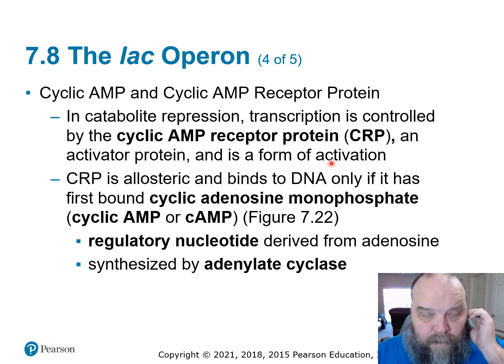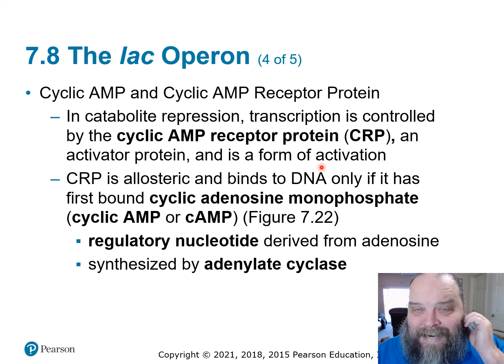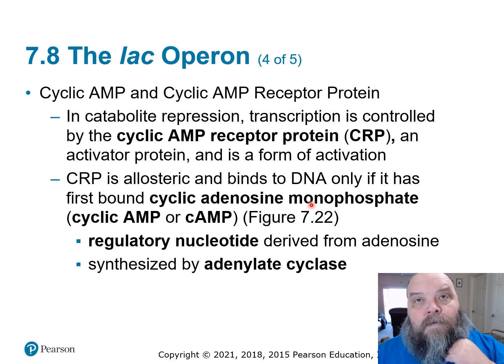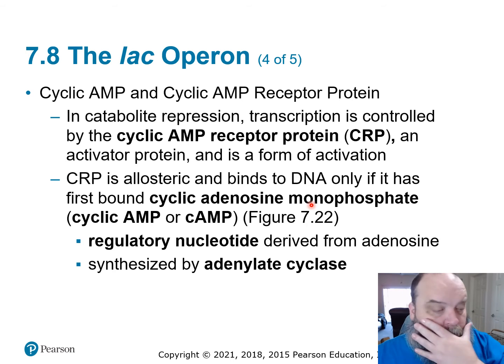It's an activator protein. It's going to bind and activate transcription. The thing is, what binds to it? Cyclic AMP, cyclic adenosine monophosphate. Its levels are going to be going up due to certain metabolic activities. So this is acting as a regulatory nucleotide. When cyclic AMP levels are high, it binds CRP.